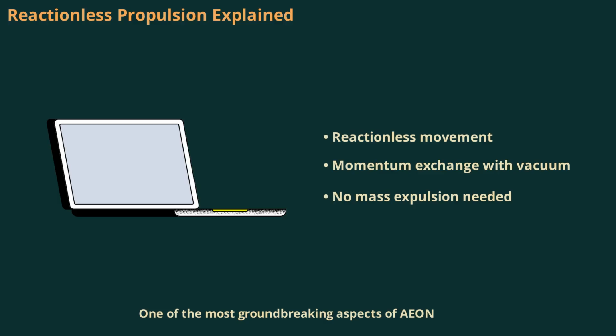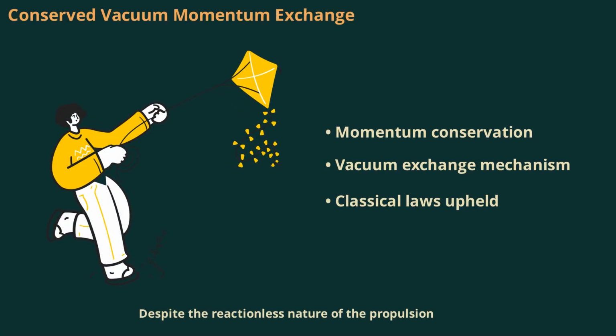One of the most groundbreaking aspects of AEON STRATUM PRIME is the concept of reactionless propulsion. By exchanging momentum with the vacuum itself, the system can achieve movement without expelling mass or relying on traditional reaction forces. This is made possible by the mathematical structure of the translation operator and the dynamic behavior of the vacuum stress tensor. Despite the reactionless nature of the propulsion, momentum is still conserved through exchange with the vacuum.